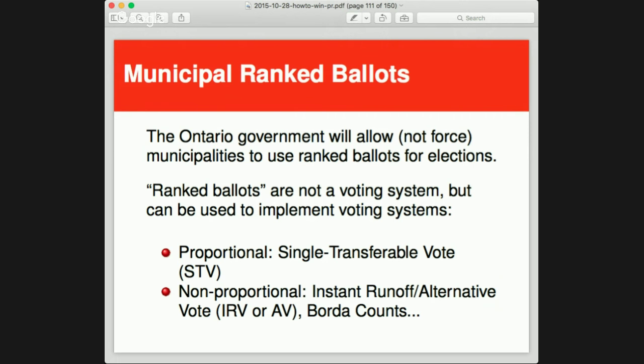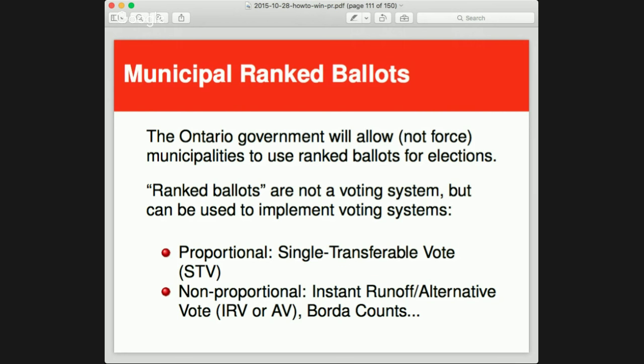And that's a good thing and a bad thing, because there are proportional systems that can use ranked ballots, and there are non-proportional systems that can use ranked ballots. Instant runoff voting is not the only one. There's a bunch of them out there. Which voting systems are we going to use? What will happen here? Will we be turning into using instant runoff voting municipally?